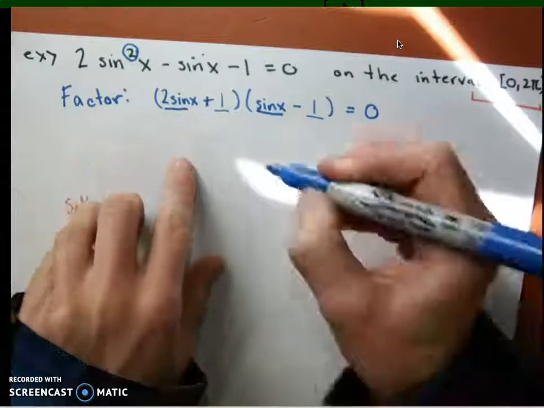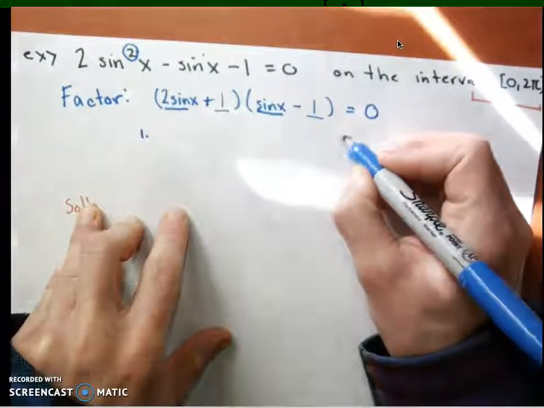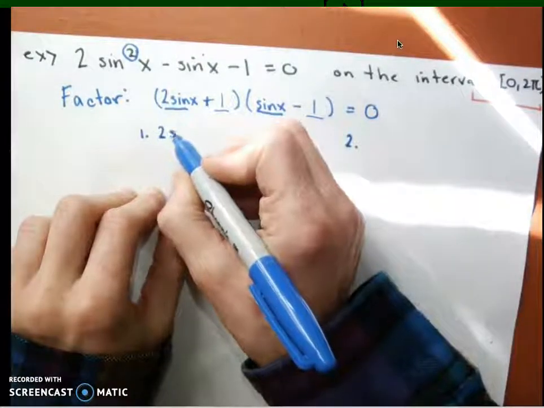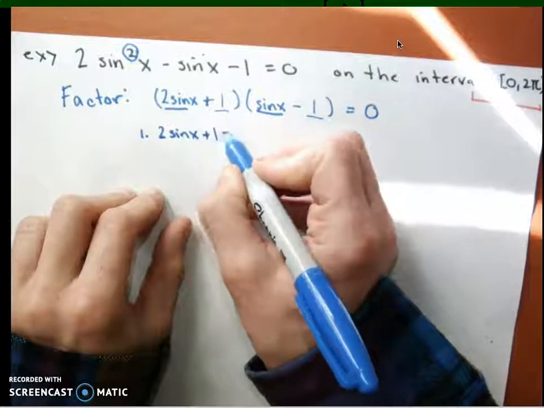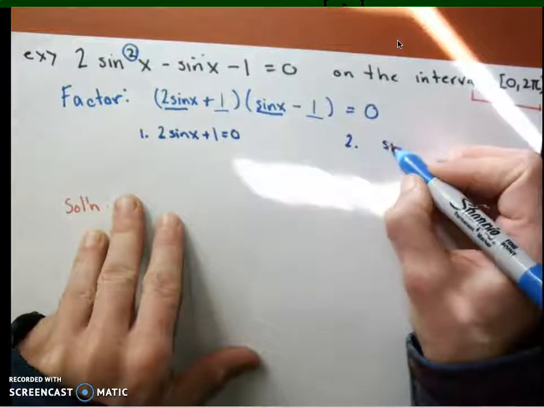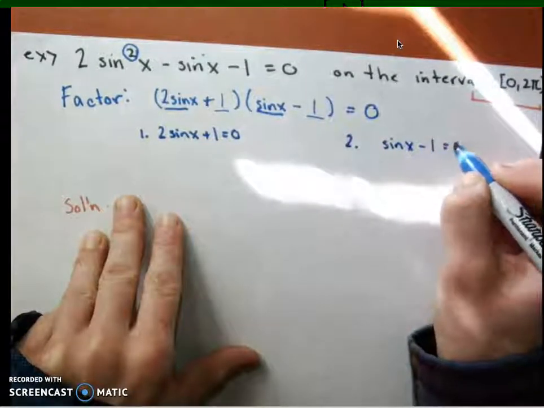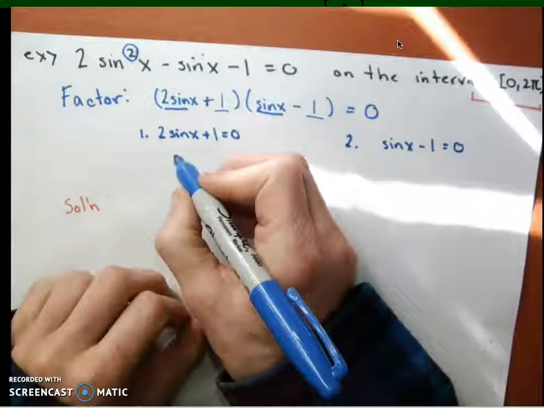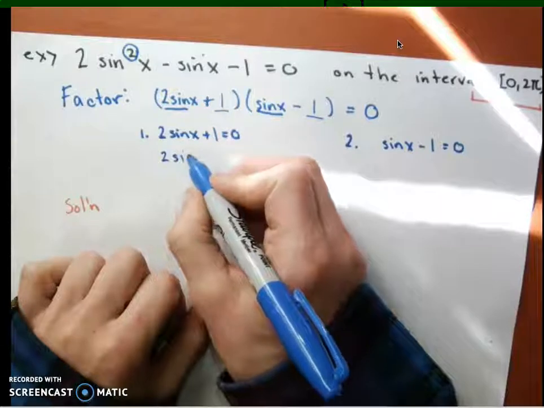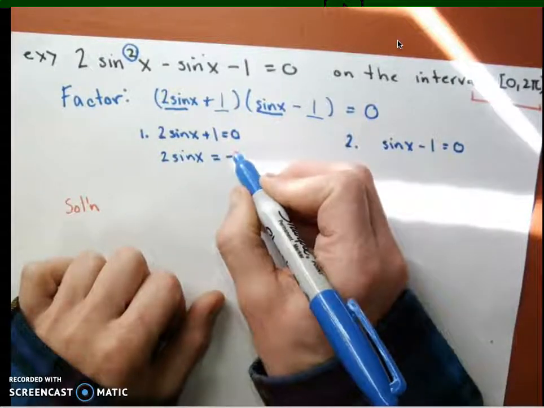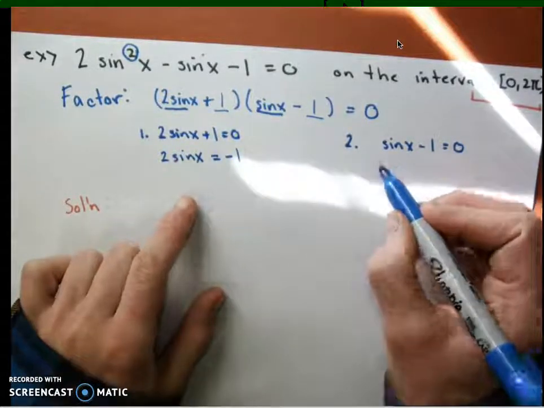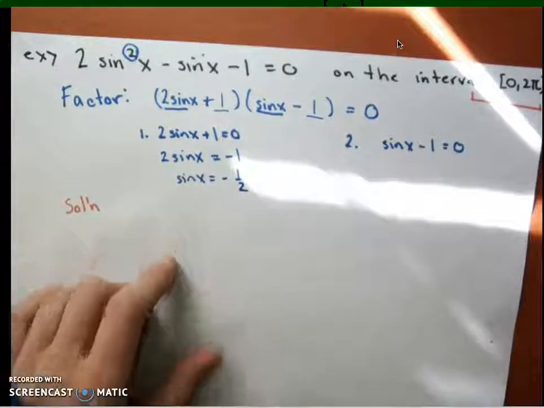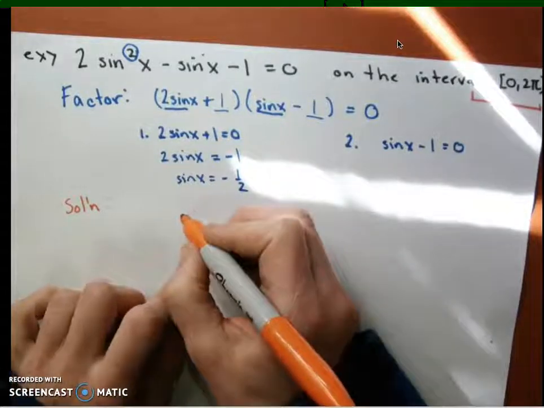So now that I've factored, I have two new equations. So I have 2 sine x plus 1 equals 0, or sine x minus 1 equals 0. And I'll just solve these using my basic strategies. So I'm trying to get sine x by itself. So 2 sine x is minus 1. And so sine x equals minus a half. So now I need to find x.